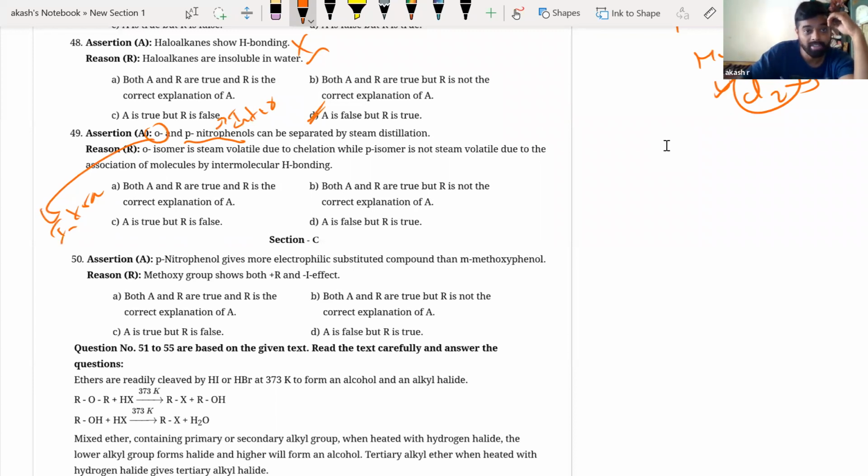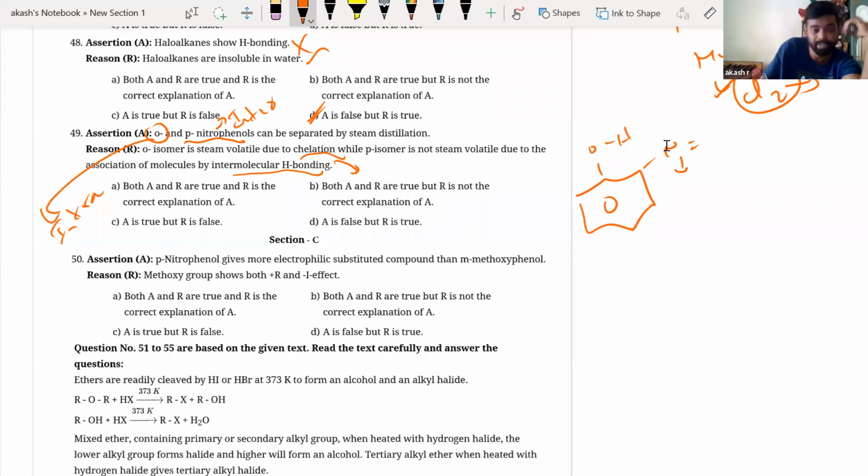Ortho isomer is steam volatile due to chelation. Okay, chelation is okay, but para isomer is not, due to the association of molecules by intermolecular hydrogen bonding. See, guys, this term chelation you wouldn't have studied. This is nothing but a ring structure. Chelation means formation of a ring. So you have your OH, and now you have your NO2 also. What are you seeing between this and this? I can have some interaction, and somehow you're forming a ring structure kind of thing. So that is correct. The reason here is intramolecular. So I would suggest that both these are true, and it is the correct explanation also. A is the correct answer.